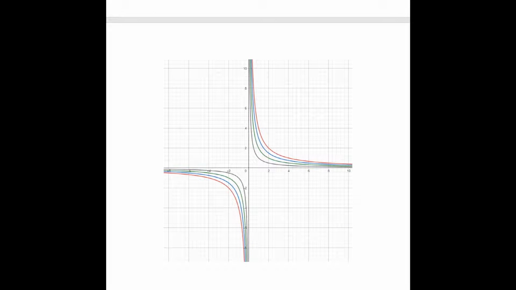Here are some examples of hyperbolas, so y equals a over x for different values of a.